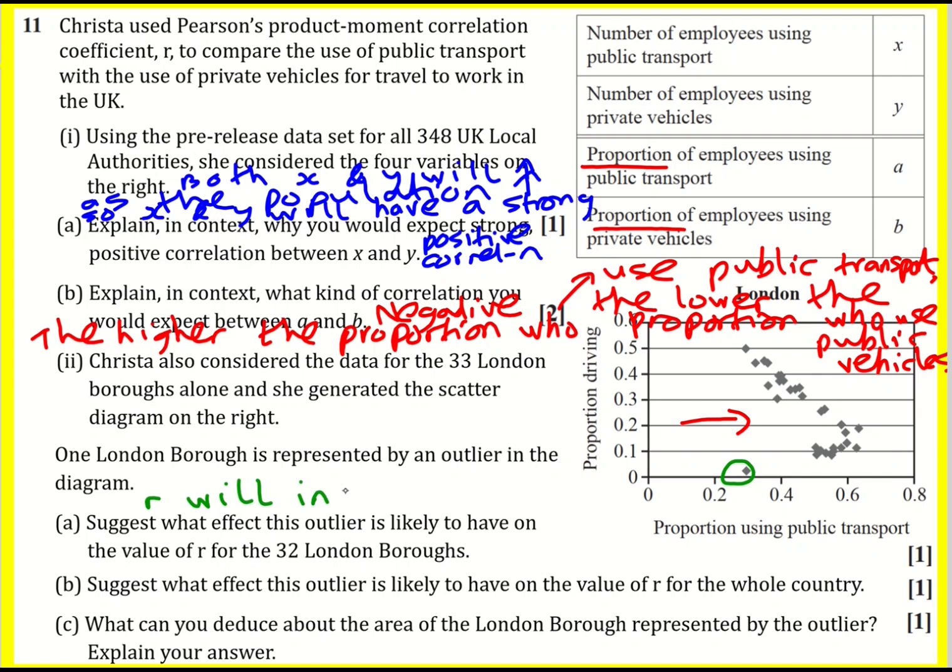R will increase and move further away from -1. You could also say it's going to decrease, but you still need to quantify it and say that there's actually less correlation. Technically, it will be quite close to -1, and it will actually become more positive. So it will increase. Make sure you clarify your comments.